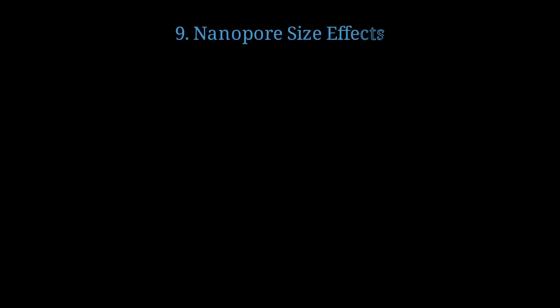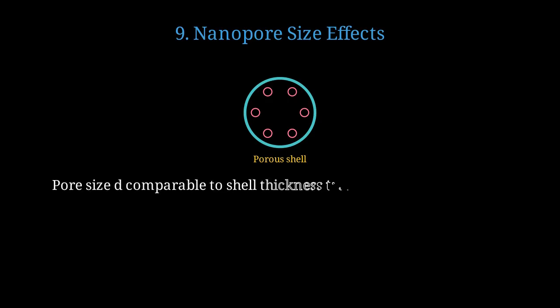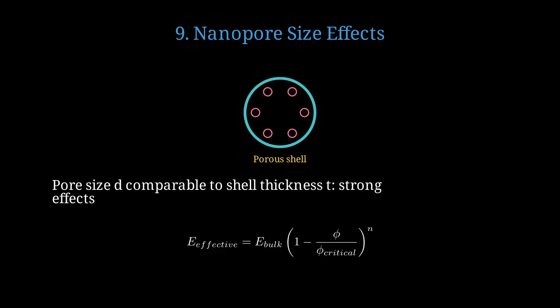Nanopores in shell walls introduce additional complexity to the mechanical behavior. Porous shells have small holes distributed throughout. These nanopores drastically alter mechanical properties. When pore diameter d is comparable to shell thickness t, we see very strong effects on mechanical properties. The effective modulus decreases with porosity phi according to a power law, where phi critical is the percolation threshold.